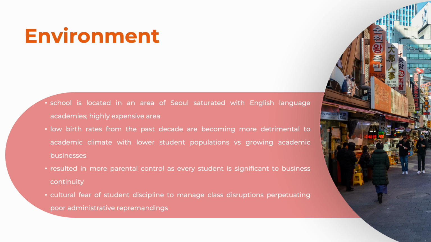There's also been a result of more parental control over the academic businesses. As of right now, the low student population allows the parents to make a bit more administrative decisions and have a bit more control. There's also a cultural fear of student discipline to manage class disruptions, perpetuating a poor administrative reprimanding standing.